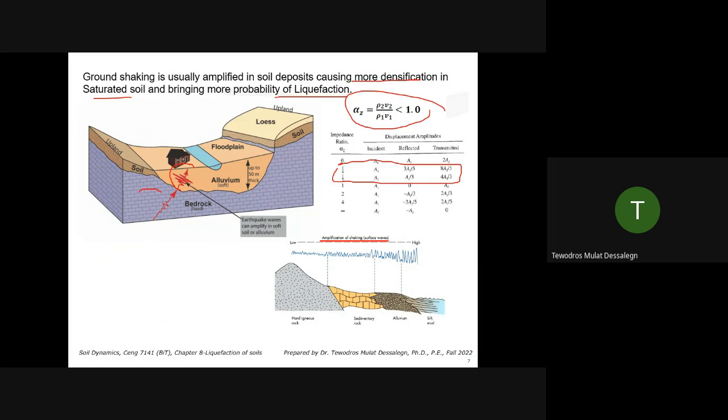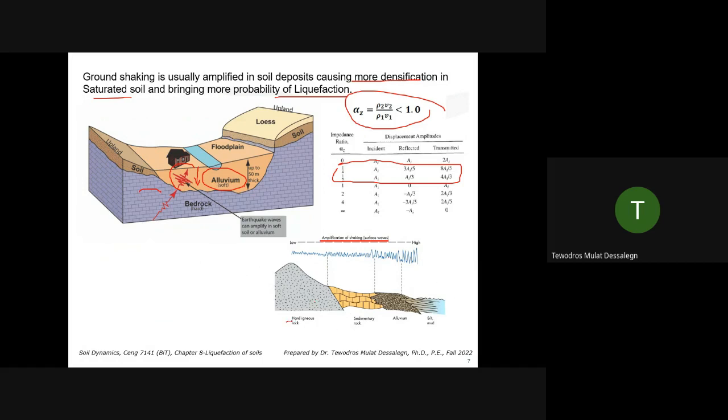Displacement amplitude gets much larger amplification. The soil is in a looser state and it gets shaken. Then this thing tries to densify. This is a loose deposit by the river. Then liquefaction can occur over there. You can see it also here.